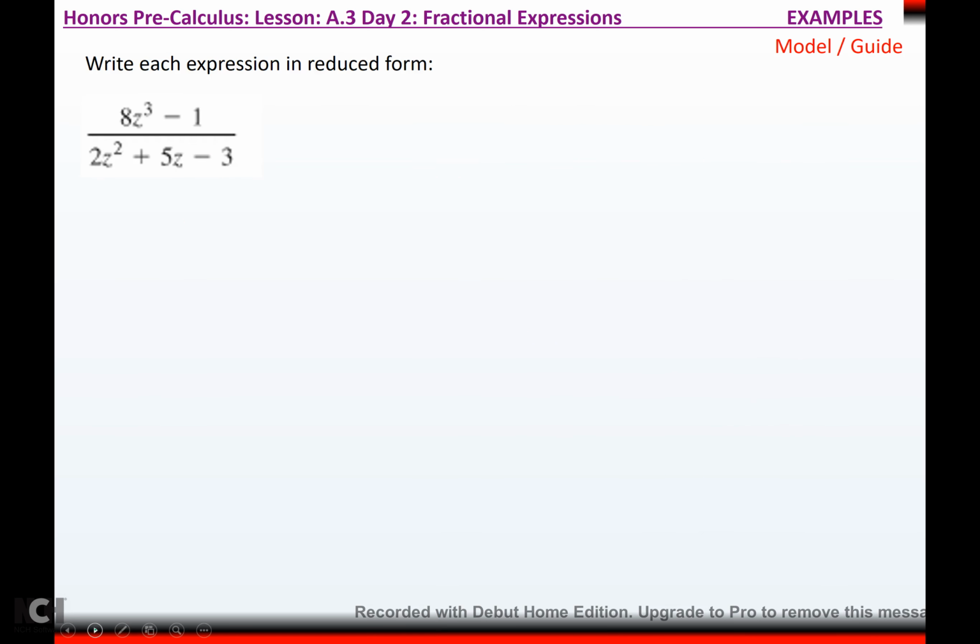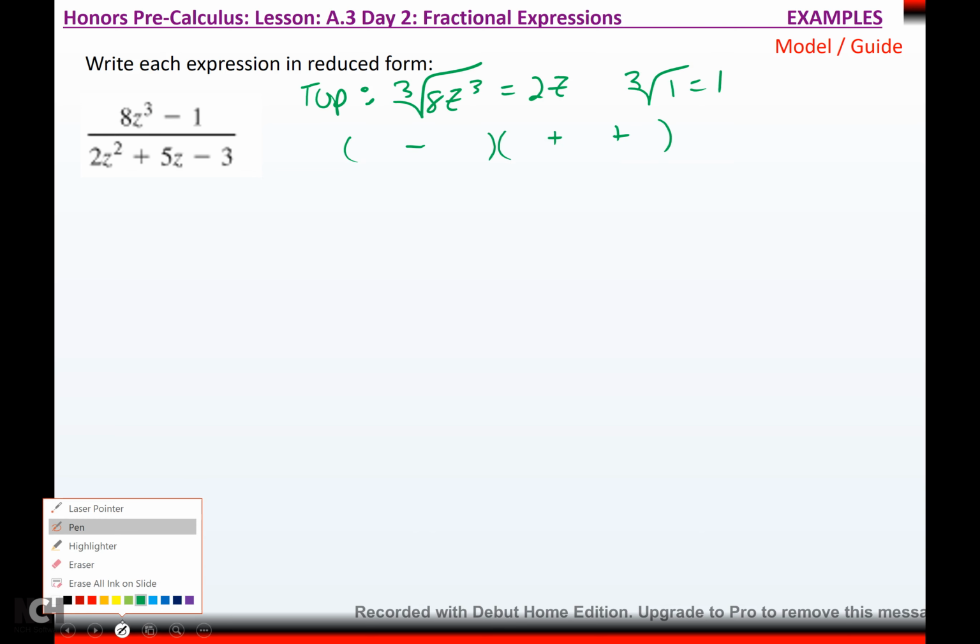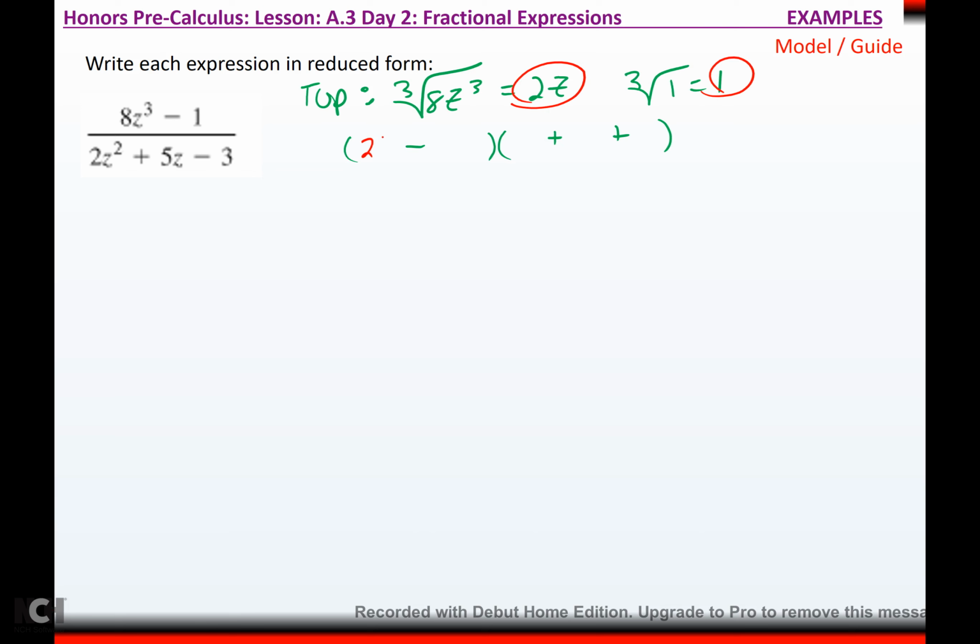All right. On top, we've got difference of cubes, because the cube root of 8z cubed is 2z, and the cube root of 1 is 1. So the top is going to be binomial, trinomial, with signs minus, plus, plus. My terms are going to be 2z and 1. So 2z minus 1. To get into the trinomial part, they've got to get squared.